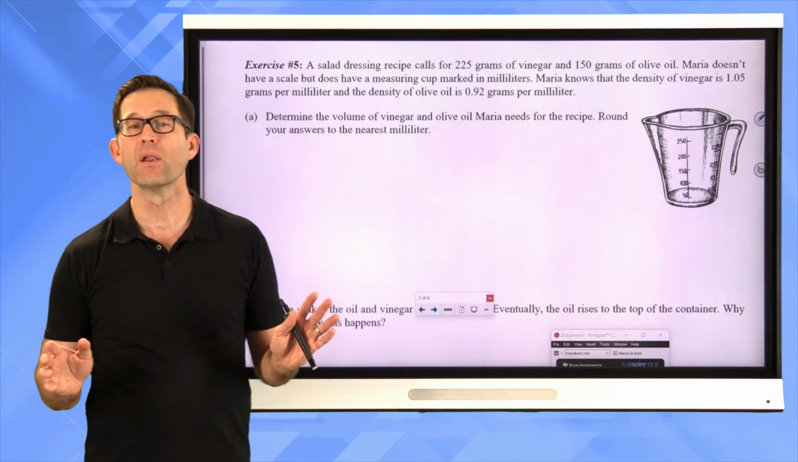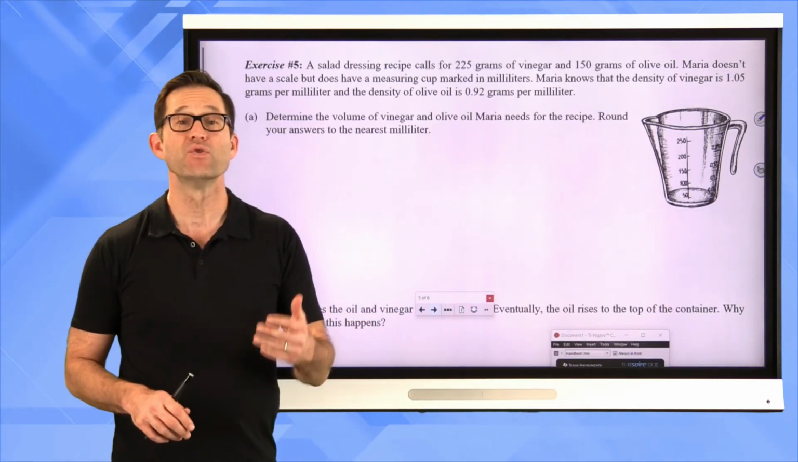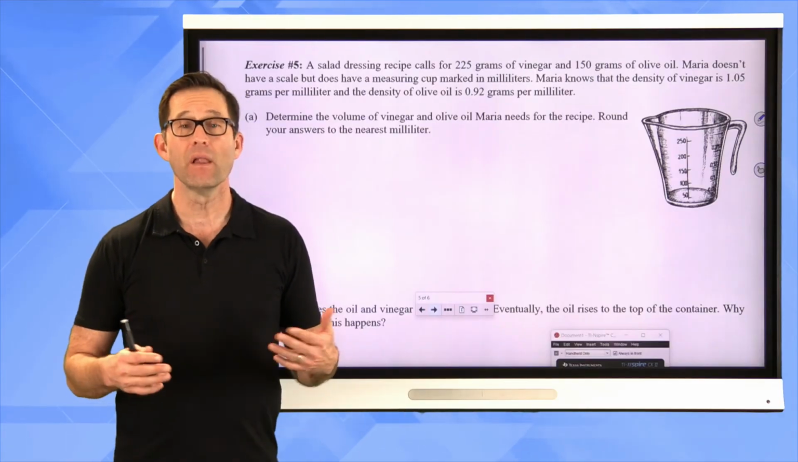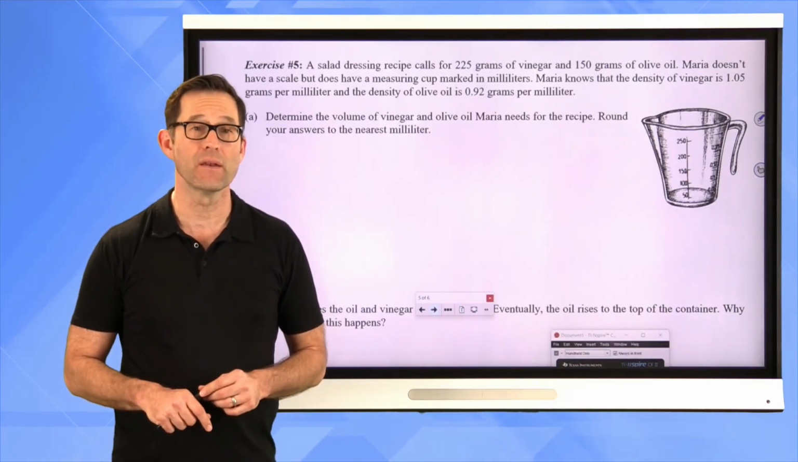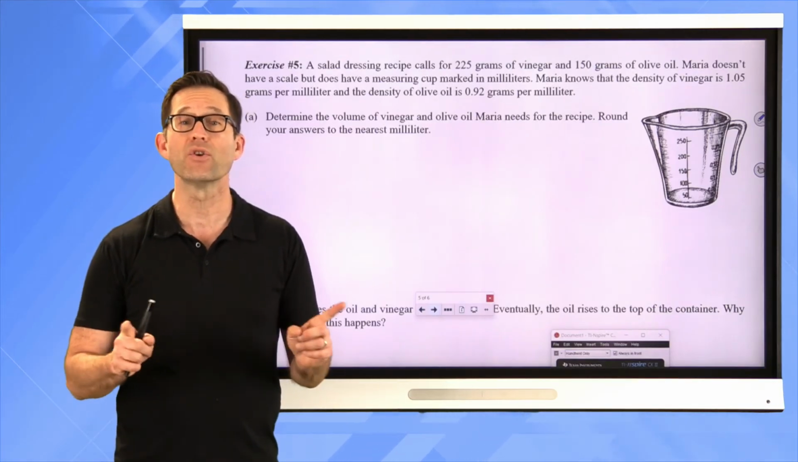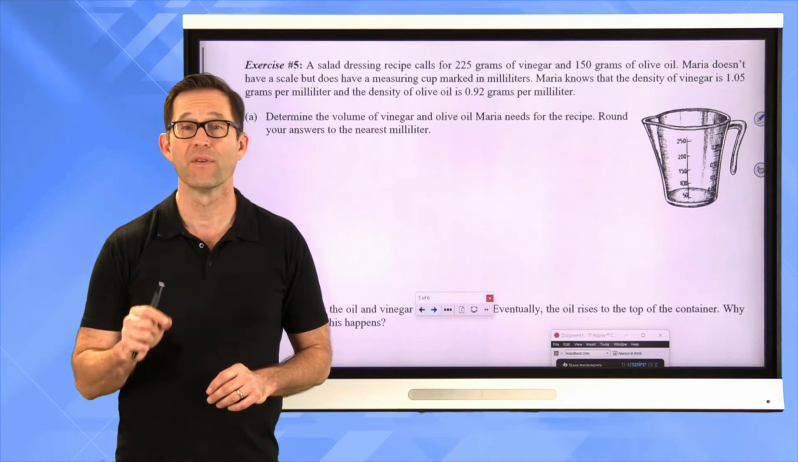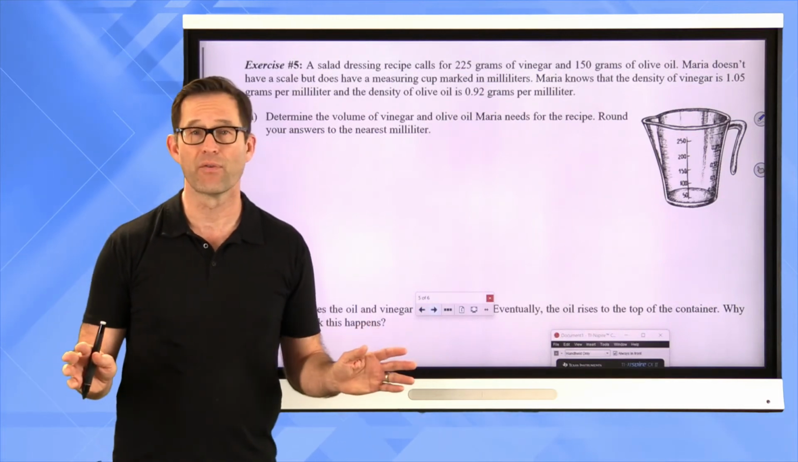I'm sorry, not millimeter, milliliter. 1,000th of a liter. By the way, just as a side note, a milliliter, which is oftentimes used in cooking and other types of volume work, is exactly the same as 1 cubic centimeter. 1 milliliter and 1 cubic centimeter are the same thing. We don't need to know that for this problem.